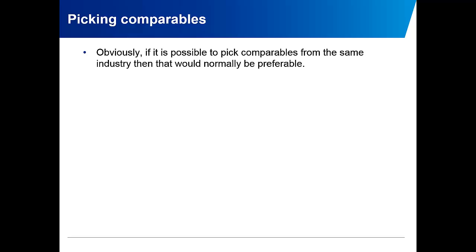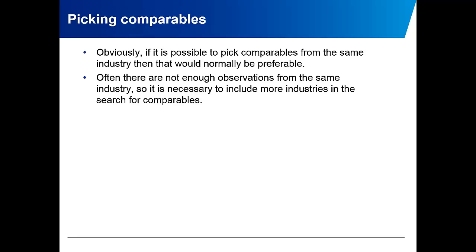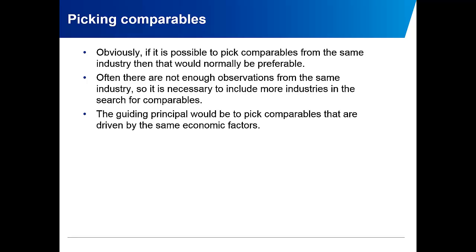Obviously, if we could pick comparables from the same industry, that would be preferable. We'd say they'd be affected by the exact same economic forces. But that's not always the case. Sometimes we have to look for observations outside of the same industry simply because there aren't enough observations within the industry. As we start to widen out the industries that we're going to consider, we have to think very carefully about why we would pick one versus another. The guiding principle would be to pick comparables that are driven by the same economic factors. So for our example, in general, an audio equipment distribution company is going to be driven by the same factors as people who distribute video equipment.